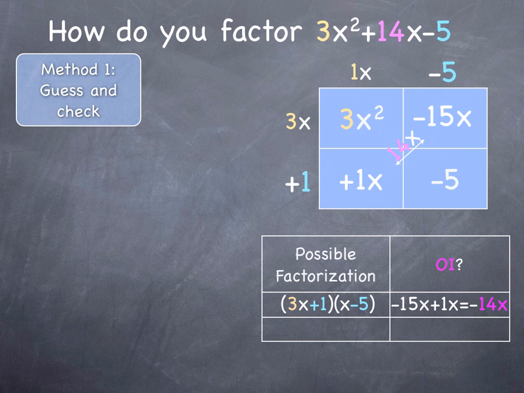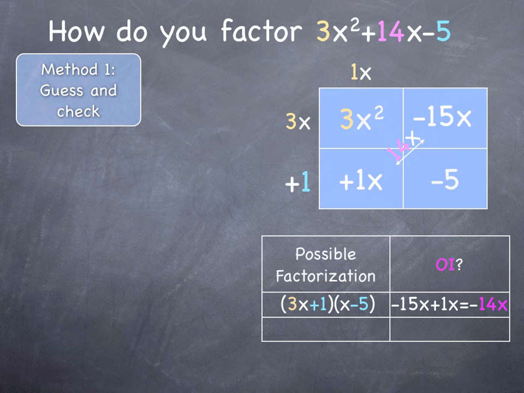So the good news is my guess gave me the correct number for the OI. The bad news is I got the wrong sign. I got a negative OI when I was looking for a positive one. One thing that I'm going to try and do then is switch the positive and negative signs on the plus 1 and minus 5 in my factorization.